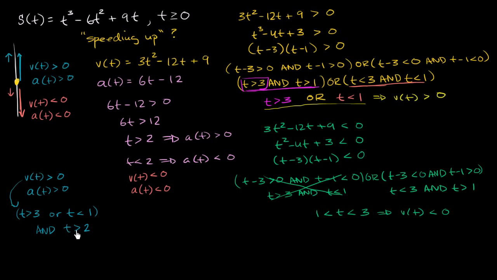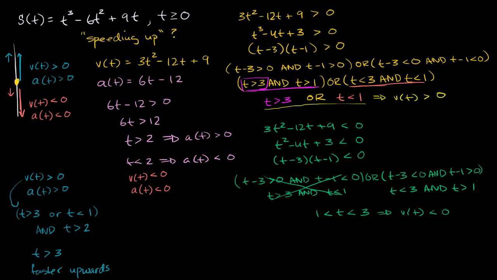Well, if t is 2.5, then only my acceleration is positive, not my velocity. And if time is 0.5, my velocity is positive, but my acceleration isn't. So the only way to make both of these true is if t is greater than 3. If t is greater than 3, then the first clause is true, and the second clause is true. So this is going to be true when t is greater than 3. That means we're going faster in the upwards direction.